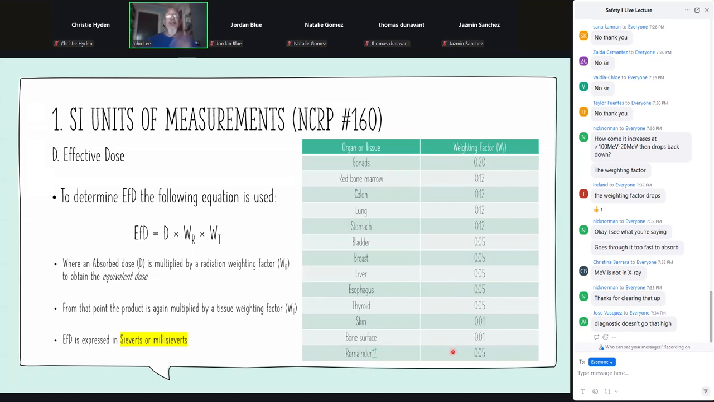And here again, here's another slide that would be beneficial for you to consolidate. While there are lots of tissues here, there are only 1, 2, 3, 4 weighting factors here. So this again, just like the equivalent dose, is measured in sieverts.